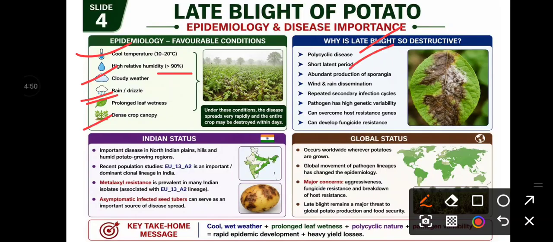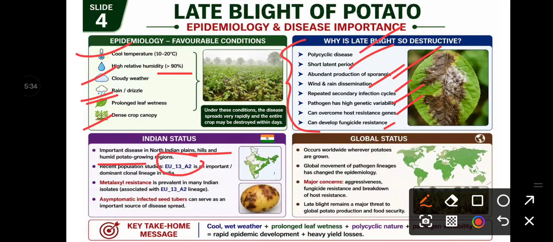Then short latent period, abundant production of sporangia, wind and rain dissemination, repeated secondary infection cycles are there, high genetic variability, it can overcome the host resistance gene and can develop fungicide resistance. These are the reasons why late blight is very destructive. Then the Indian status. This disease is very important for the North Indian plains, hills and humid potato growing regions. And recent studies show that this particular lineage EU13E2 is the dominant clonal lineage in India.